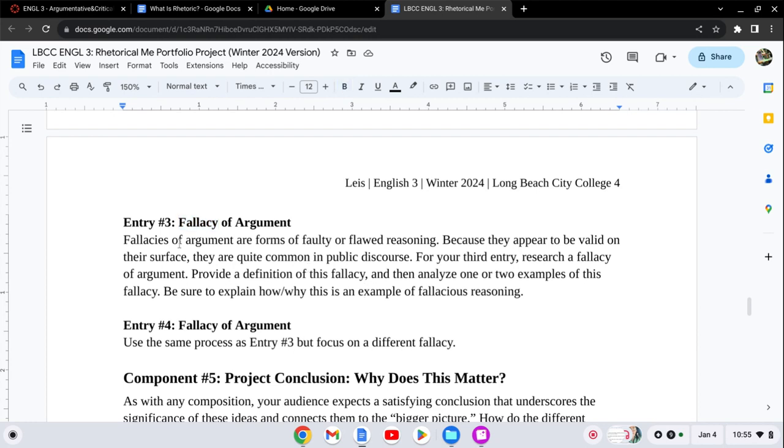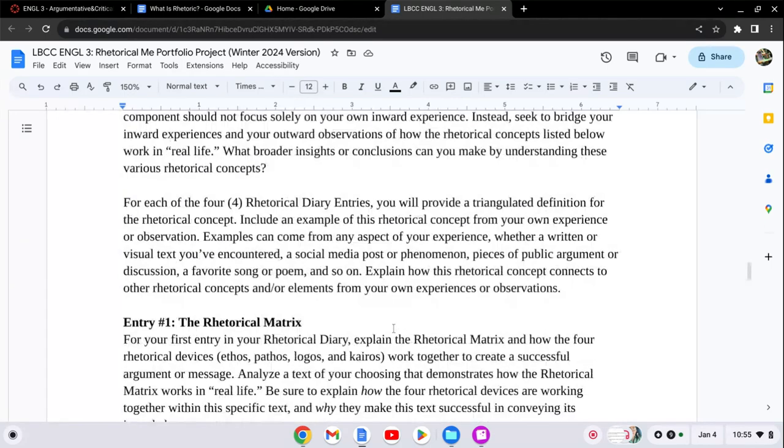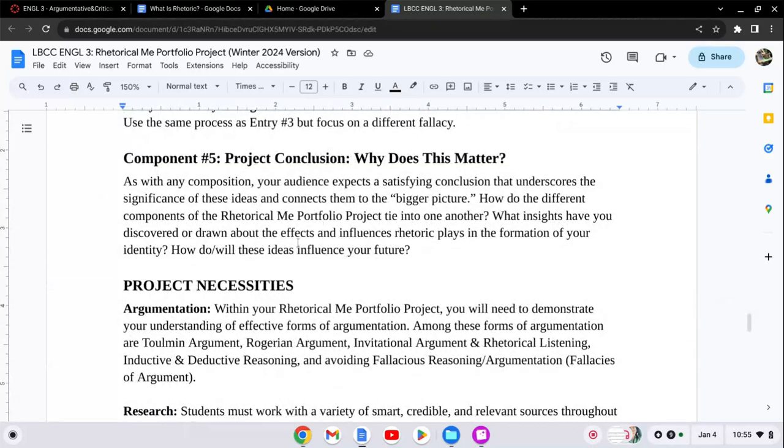So that's what entry 3 is, and then entry 4 is the same thing, but you're just going to find a different fallacy. You're going to focus on another fallacy that you find interesting. Okay, so that's the rhetorical diary element, component 4. And then the final component, I know there's so much information here, so thank you all for bearing with me. Component 5, which is basically the conclusion to your project.